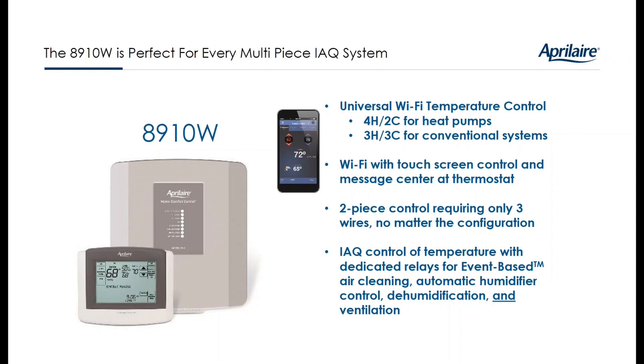There's only 3 wires needed to interface between these two halves of this 8910W thermostat. This makes it perfect for retrofit applications. So if you're upgrading a thermostat, upgrading an HVAC system, adding IAQ products, you may only have 3 wires in the wall, RWY, for example.